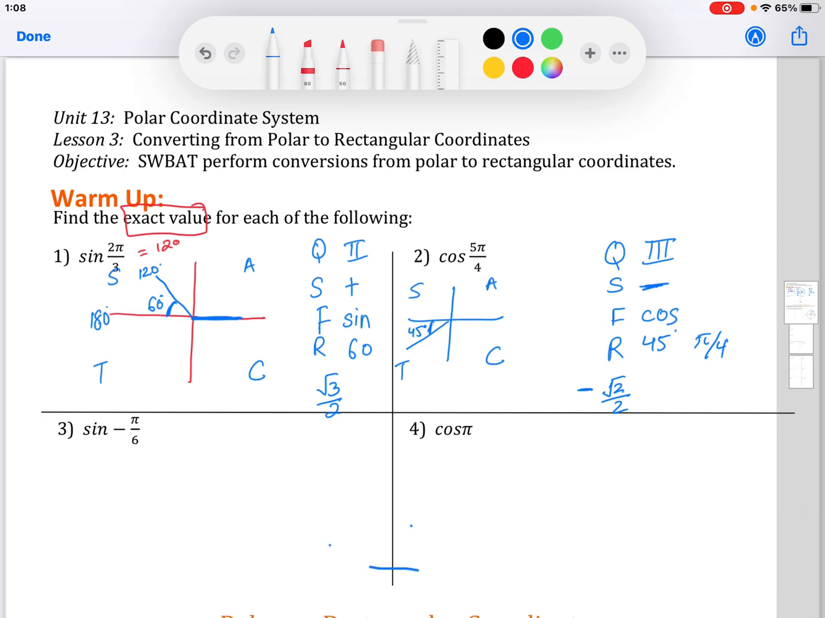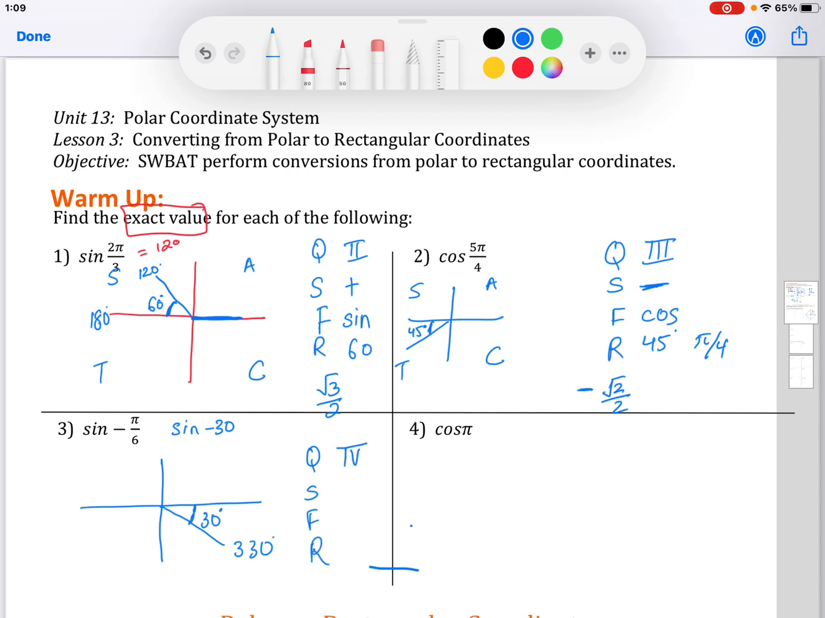Okay, so now sine of negative pi over 6. Again, sine of negative pi over 6 is sine of negative 30. Your negative pi over 6 is in the fourth quadrant, which is same thing as 330. Your reference angle is what? 30. Remember, your reference angle is always positive and acute, right?